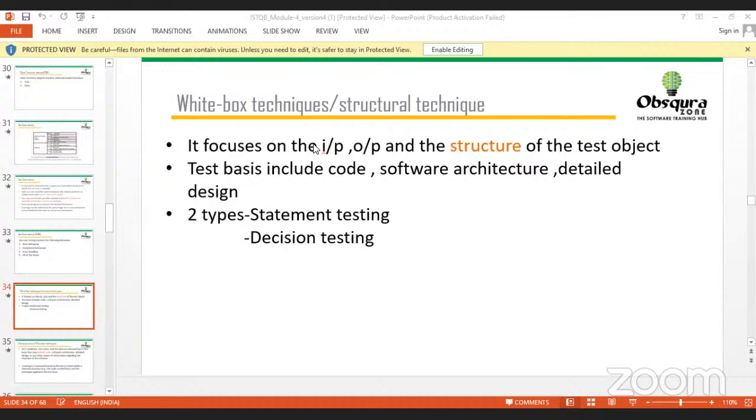The main difference between white box and black box is that white box includes the internal structure. The code level things are included in white box testing. Black box testing includes the input and output. We concentrate only on the results and the inputs. Basically, we as testers normally do black box testing, and mostly the white box testing is done by the development team. Now there are two types, that is statement testing and decision testing.